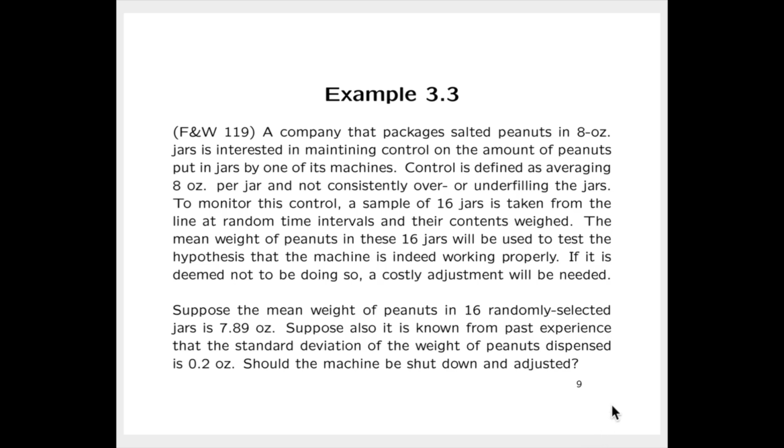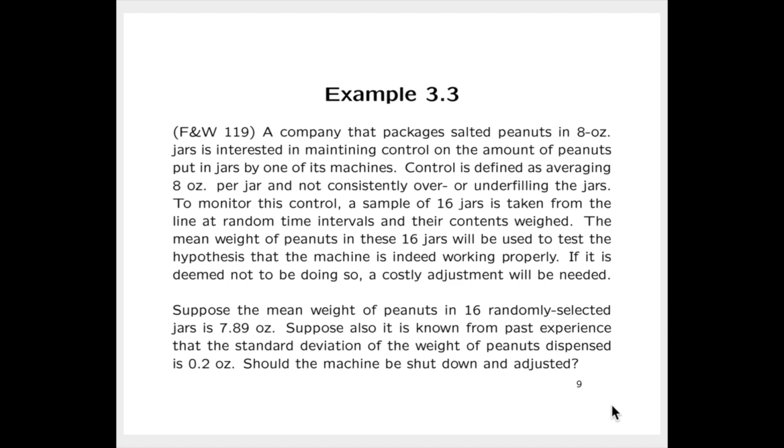Now, we can imagine a production process. I guess we have an assembly line here, and we've got these 8-ounce jars going down the production line, and the machine is filling these jars with peanuts. And we would expect that from one jar to another, there's going to be variability in the weight of the peanuts dispensed. They're not all going to weigh exactly 8 ounces. So there is, in fact, variation from one jar to the next.